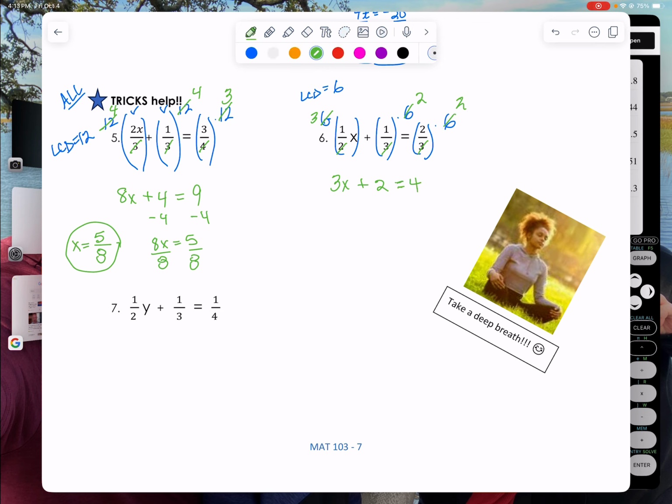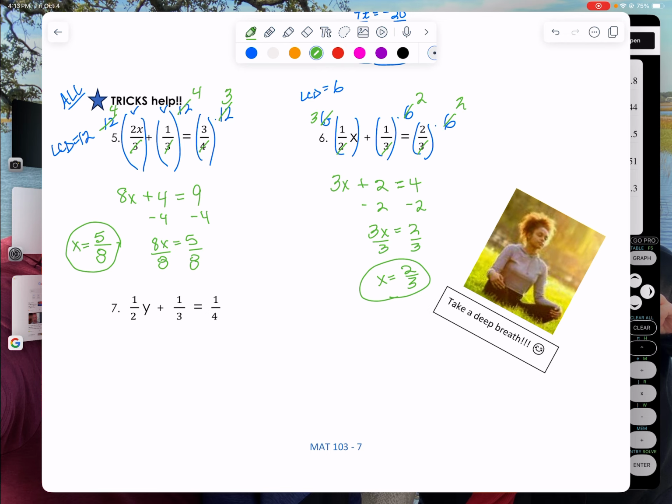Once again, notice after you multiply by the common denominator, you should have no fractions. If after you simplify, after you cancel, you still have something on the bottom, you were using the wrong common denominator. Okay, and then from here, it's easy. I'm going to subtract my 2 on both sides. So I get 3x now equals a 2. And divide by 3. Once again, I got a fraction. That's normal. It's normal to get a fraction.